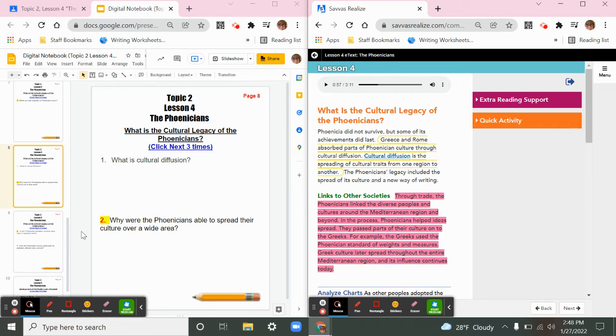So, question number 2, page number 8. You can see that this is a quiz question right here. Why were the Phoenicians able to spread their culture over a wide area? So, you'll see that this whole paragraph is highlighted. That's because this whole paragraph has a lot of information that is really important to answering this question. So make sure you're getting all aspects of this paragraph. Remember, put it in your own words, but make sure you get that answer down. Pause the video if you need to, and we'll be moving on.